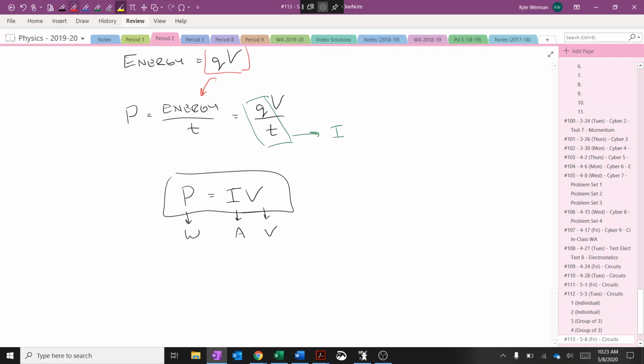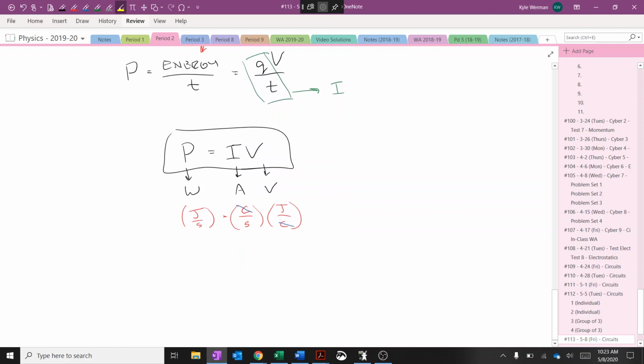Right? Notice a watt is a joule per second. An amp is a charge passing through every second. A volt is a joule per coulomb. And notice how the units cancel out, and I get joules per second is equal to joules per second. All right, so for any circuit element, if I know the voltage drop and I know the current, I can figure out the power consumption of that circuit element.